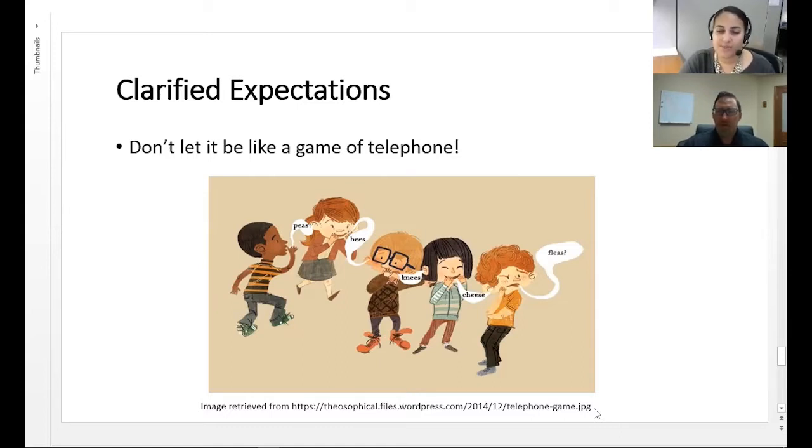Right, it's true. Well, in addition to talking about communication, we wanted to also talk about clarifying expectations. And I think that communication is definitely vital to that. So we included an image here. Don't let it be like a game of telephone. Everyone's played telephone, right? Where you start with one word and you pass it down, and by the end of the game, it's a whole different word. So you really want to be upfront and very direct about your expectations.